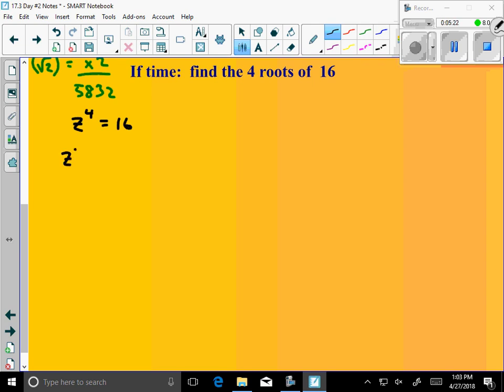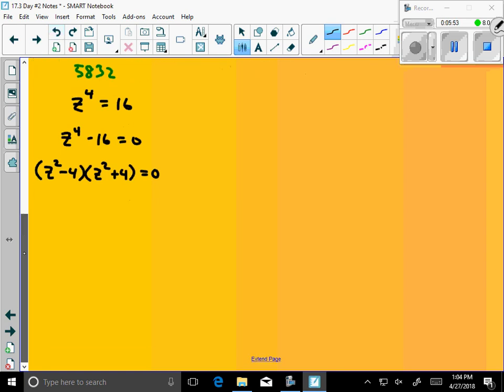So I think we can all agree that that's true, yeah? And that is a difference of perfect squares. So the difference of perfect squares allows me to do this. If I FOILed that, I would get the equation above, yeah? So I factored it, and guess what? I still have a difference of perfect squares. This piece right here becomes z plus 2, z minus 2. This piece right here becomes what?